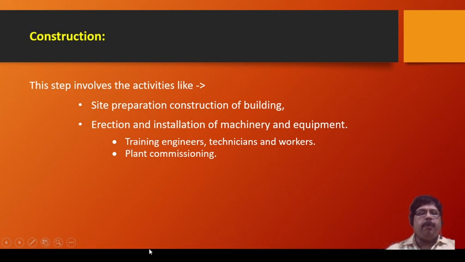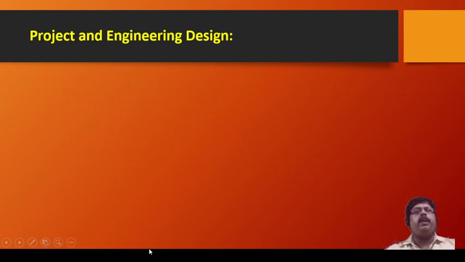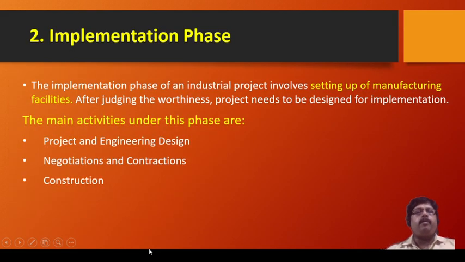Like that, the implementation phase can be divided into three phases, and these three phases are project and engineering design, negotiation and construction, and the last one is construction.